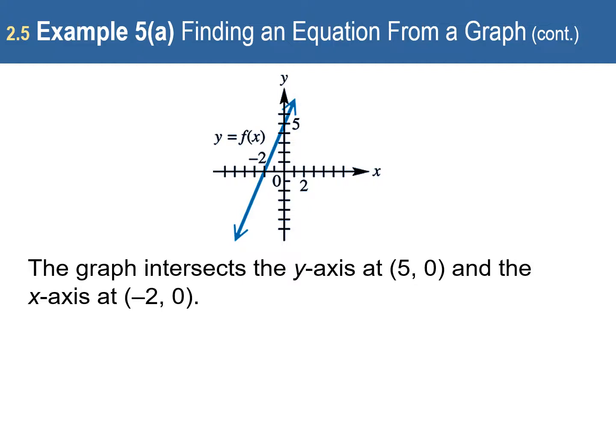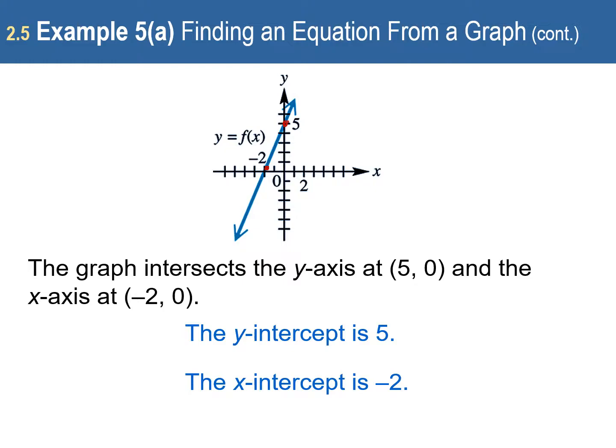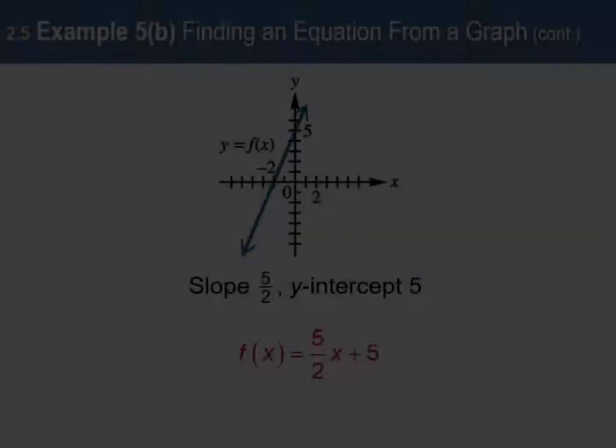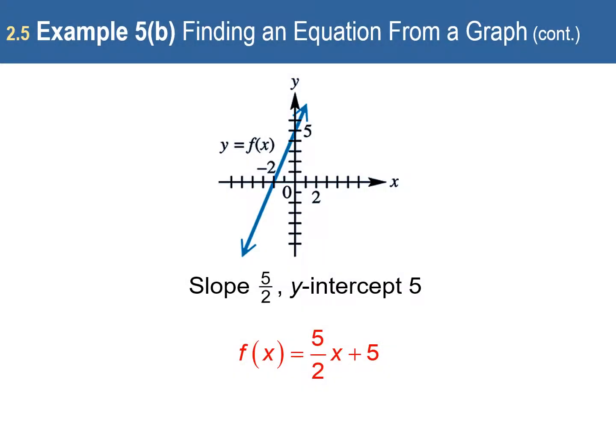The graph intersects the y-axis at (0, 5) and the x-axis at (-2, 0). So the y-intercept is 5. The x-intercept is -2. The equation of the line is y = mx + b, so it's y = 5/2 x + 5.